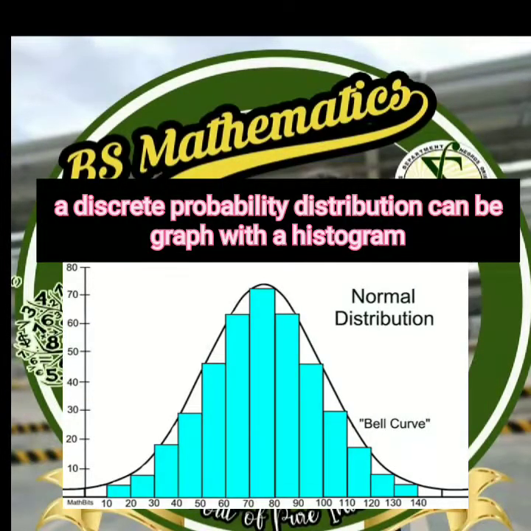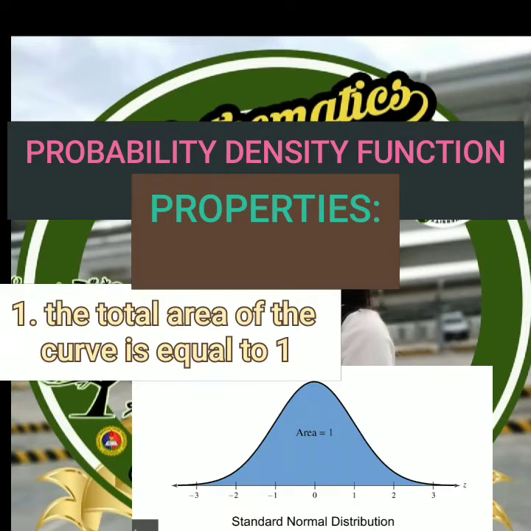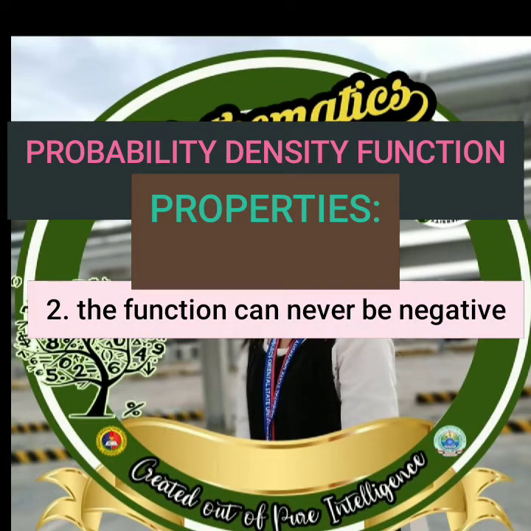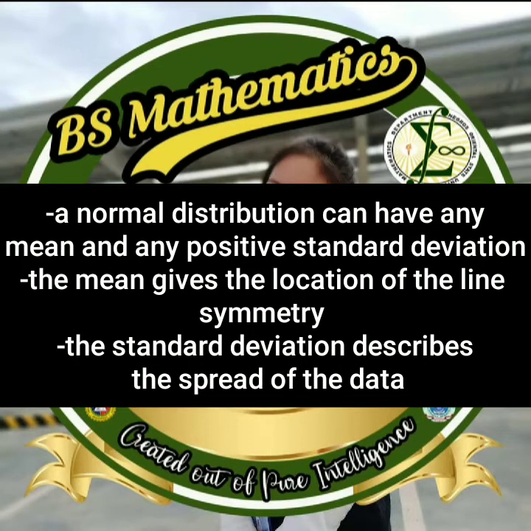A discrete probability distribution can be graphed with a histogram. In a continuous probability distribution, you can use a PDF or probability density function. The properties are that the total area under the curve is equal to 1, and the function can never be negative. Mean and standard deviation. A normal distribution can have any mean and any positive standard deviation. The mean gives the location of the line of symmetry, and the standard deviation describes the spread of the data.